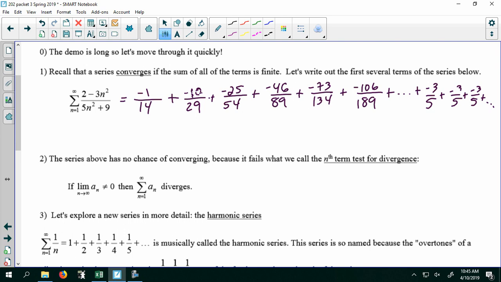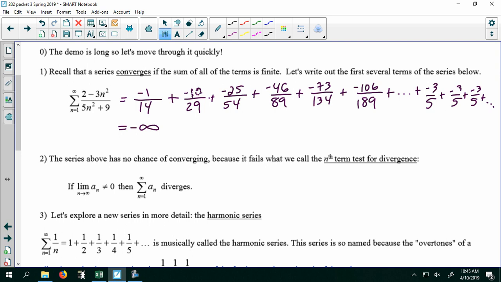So what do you think? What does this add up to, a finite number or an infinite number? Thoughts? It's got to be infinite, right? If you just keep subtracting 3/5 from something, it's going to go down and down and down, and it's not ever going to be leveling off. So this has to add up to negative infinity. So we would say this diverges. This sum has to diverge, and it has no chance of converging because it fails what we call the nth term test for divergence.